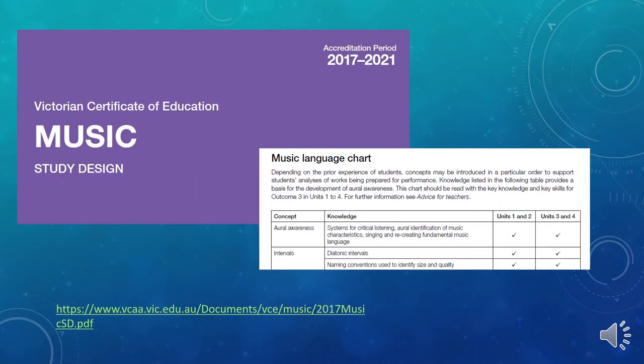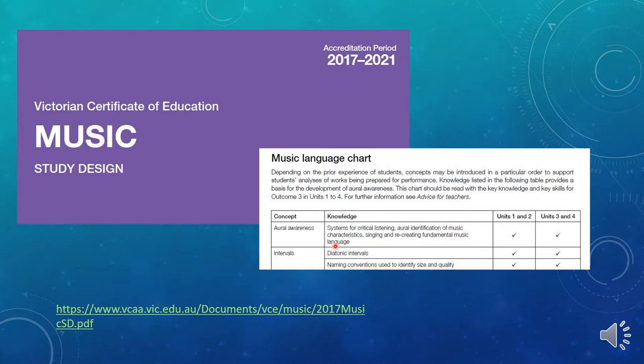I now refer to the contents of the 2017 to 2021 VCE Music Study Design. Just bear with me for a moment. I'm going to pull up my laser. That's our accreditation period with a VCAA study design, so 2017 to 2021, from page 20 onwards. I have included the link to the PDF of the VCE Music Study Design for your benefit in case you are not familiar with it.